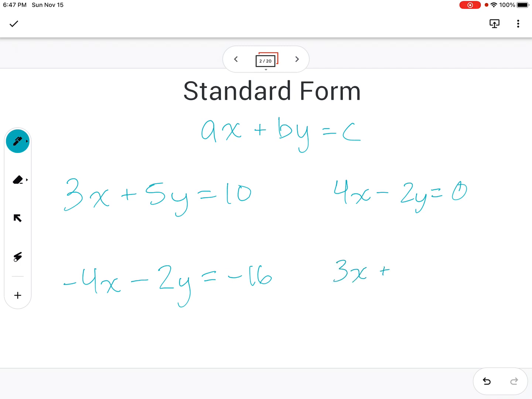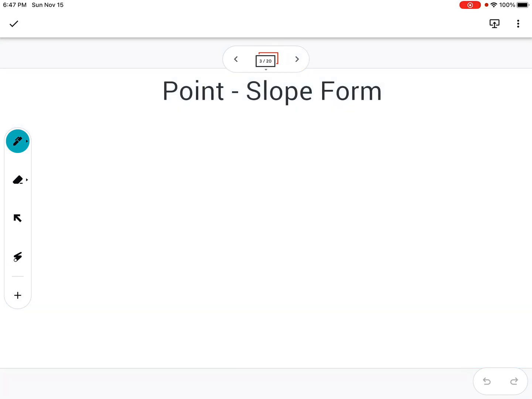We use the different forms for different purposes, and they have different benefits, pros and cons for why we would use a certain form in a certain situation. But this is what standard form looks like. Again, it's a number times x plus a number times y equals a number. That's called standard form. And there's this last one, point slope form, which we would normally do a little bit more work on, but this is the one we're maybe not going to see too much this year.